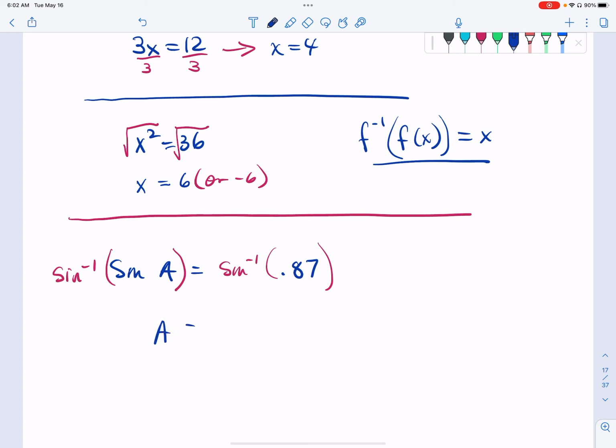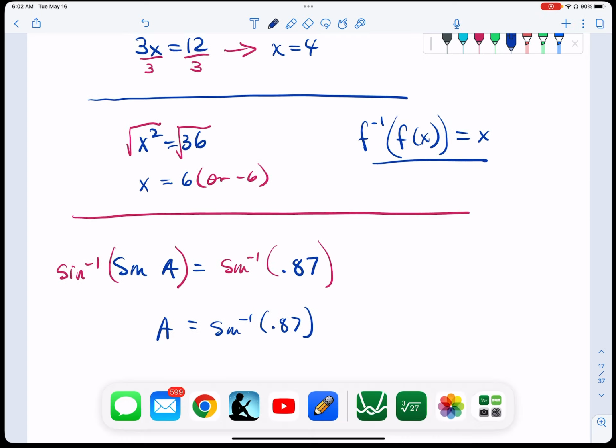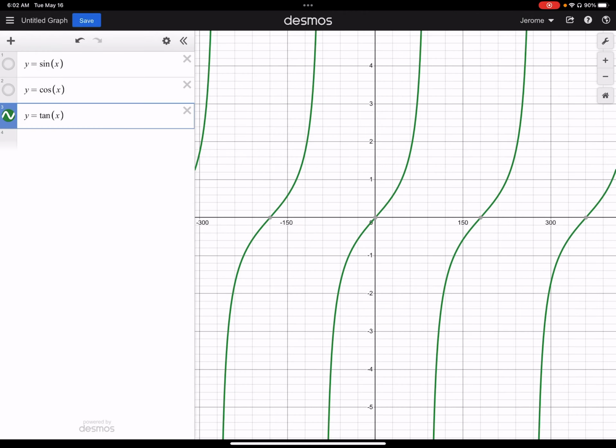Now there's a little bit of a complication here, and that is they're only going to cancel each other out over the interval from negative 90 to positive 90. I'll show you in a second what that means on the calculator. So when they cancel each other out, it gives me A, and on the right-hand side, it gives me the thing I'm supposed to put into my calculator. Just like this gave me the thing I would put into my calculator. Inverse sine of 0.87.